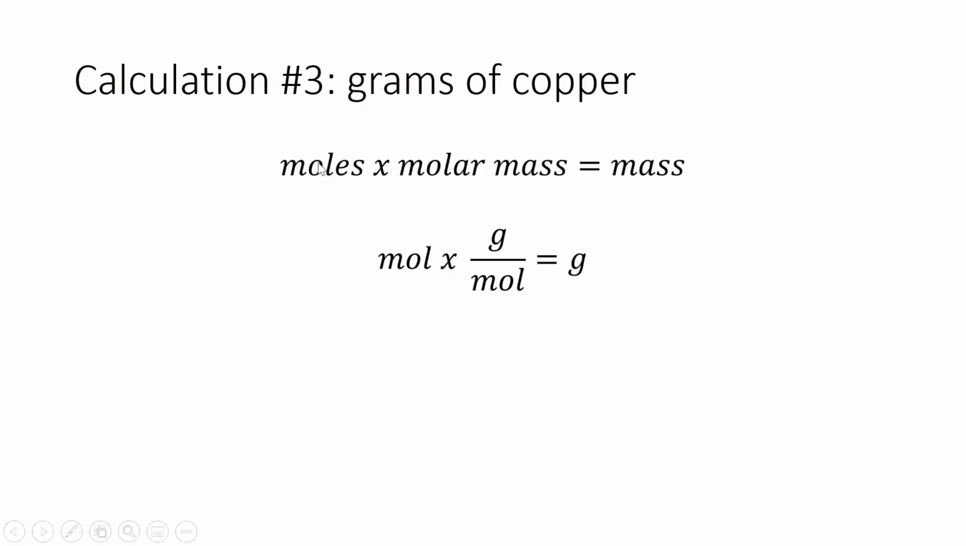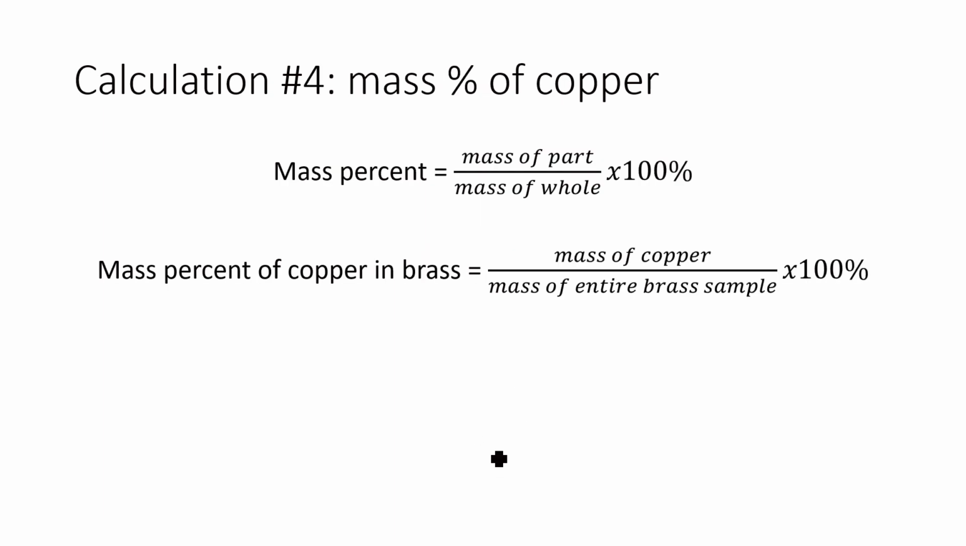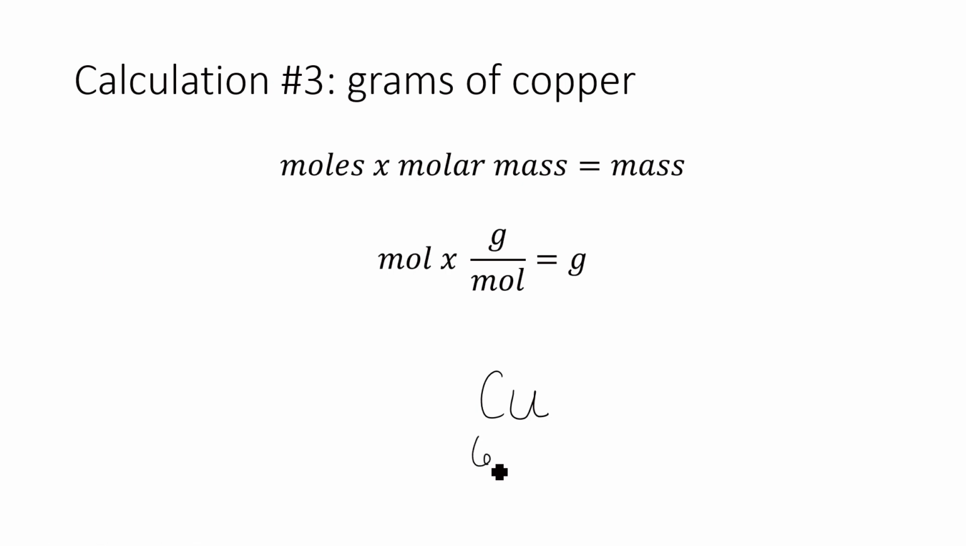Step 3 is once we have moles, we're going to convert it into grams. And we know how to do that, right? We've done that several times. Moles times molar mass is going to give us the mass. So moles times the grams per mole is going to give us the grams. We're going to look up what the molar mass of copper is on the periodic table, and we're going to use that. If you look on the periodic table, you'll see that copper has a molar mass of 63.55. Remember, that's the number there on the bottom. That is the molar mass. So now at this point, you will have found your grams of copper.